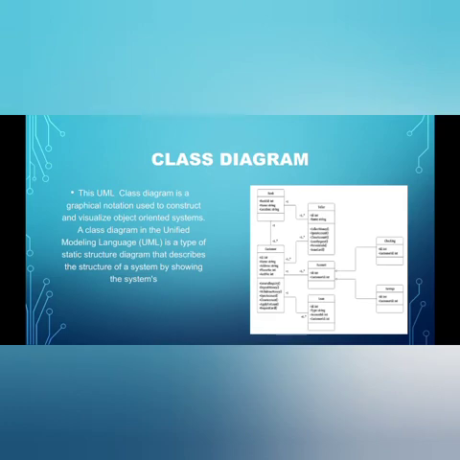Class diagram. This UML class diagram is a graphical notation used to construct and visualize object-oriented systems. A class diagram in the Unified Modeling Language is a type of static structure diagram that describes the structure of a system by showing the system.